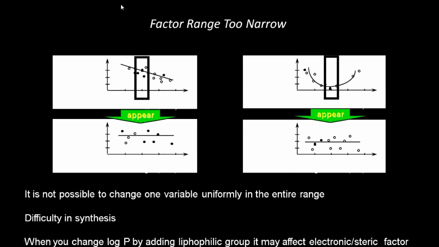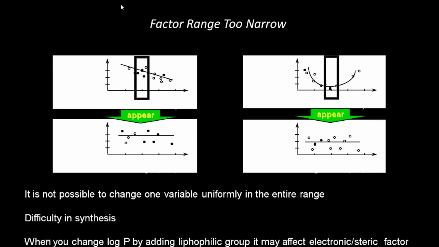For example, I want to change log P, I may think of putting OCH3, CH3, fluorine, chlorine, so that log P changes. So that is not bad, but then it may be difficult to synthesize those type of derivatives, that may be a problem. Another point is when you are changing log P, it may affect electronic or steric factors, we saw in the previous classes. So it may not be completely possible to just change one particular property without affecting other properties. So these are some challenges when you do QSAR.